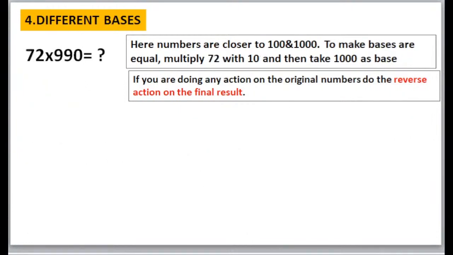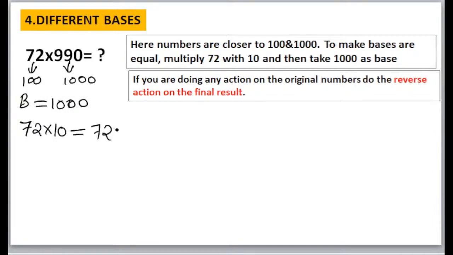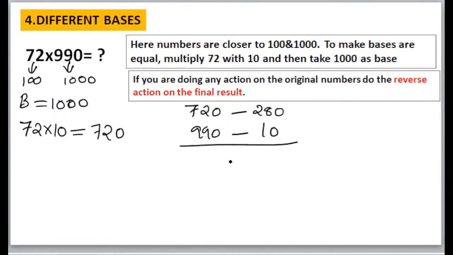So next is 72 into 990. Here 72 is nearer to 100, 990 is nearer to 1000. So base will be 1000, because we will take highest number as base. But 72 is far away from 1000, so 72 will be multiplied with 10 in order to make it 720. So our numbers are 720 and 990, and 720 is 280 less than 1000, and 990 is 10 less than 1000. So our RHS will be positive because both are negative. So 2800 is the RHS.